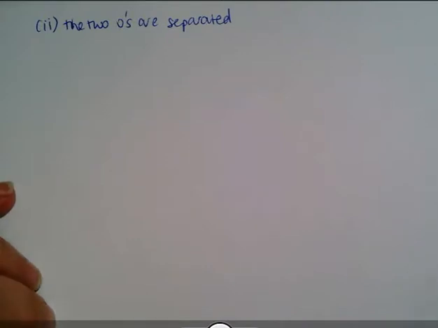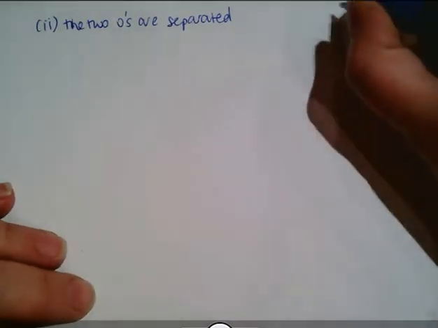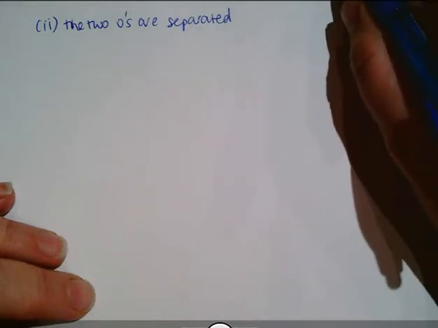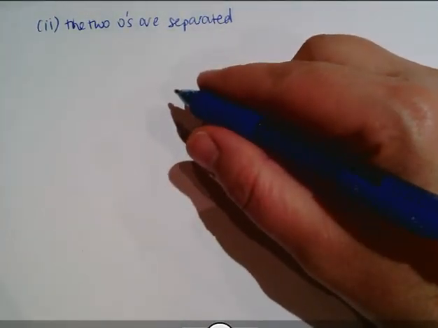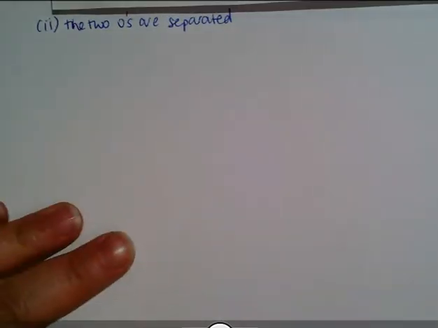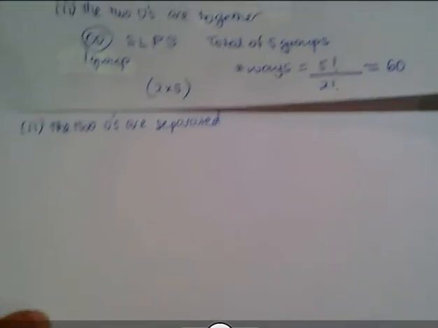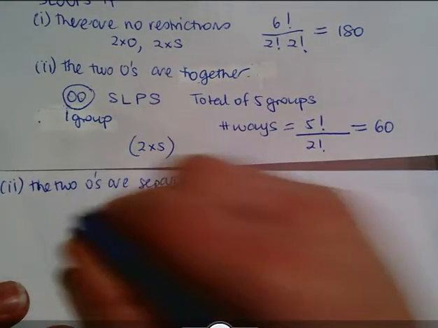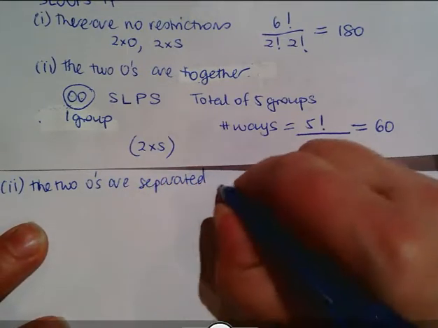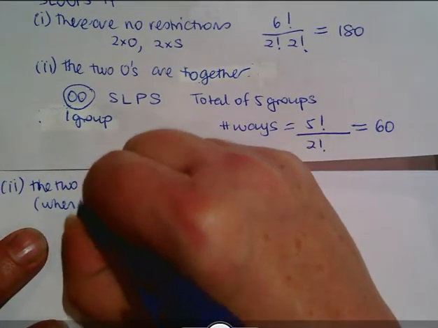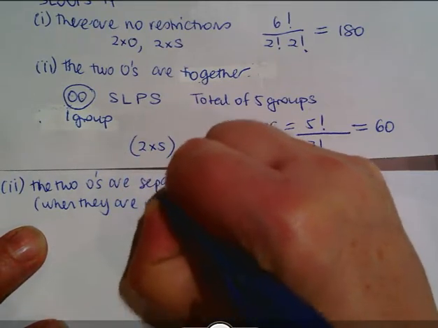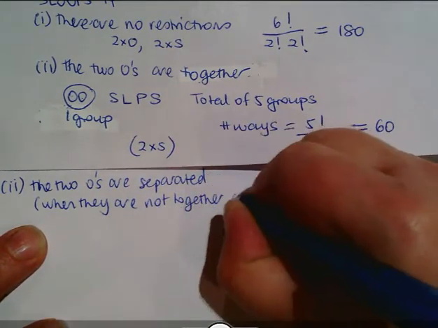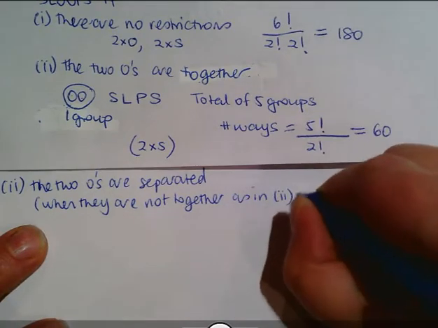Okay, now in the next part of the question, it says number of arrangements of the word sloops if the 2 O's are separated. Now, in part 2, we looked at if the 2 O's are together. So we basically want every other scenario than when they are together. So I can do this question 2 ways. So the 2 O's are separated when they are not together, as in part 2 above.